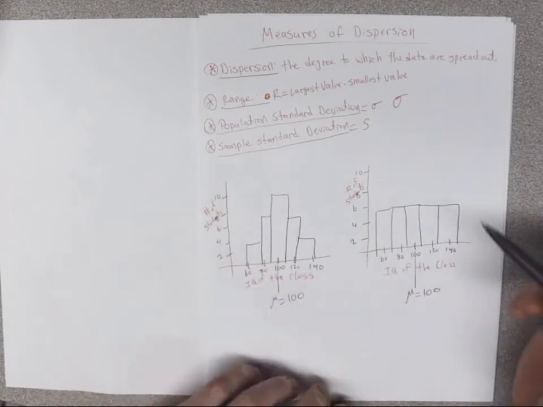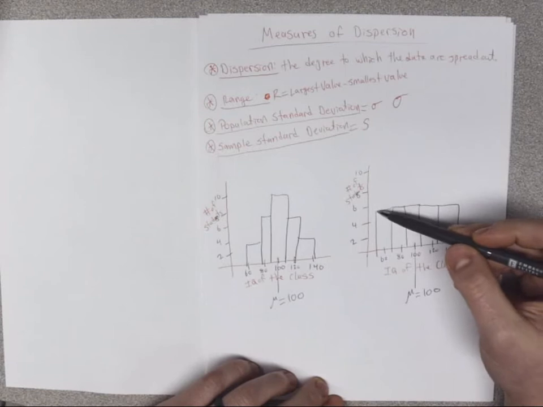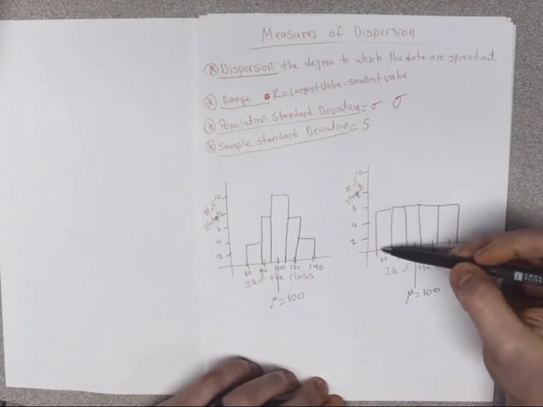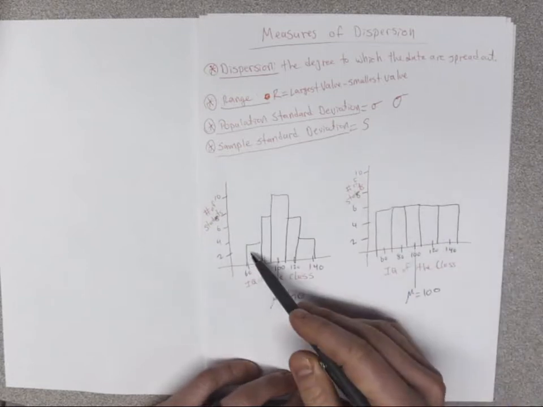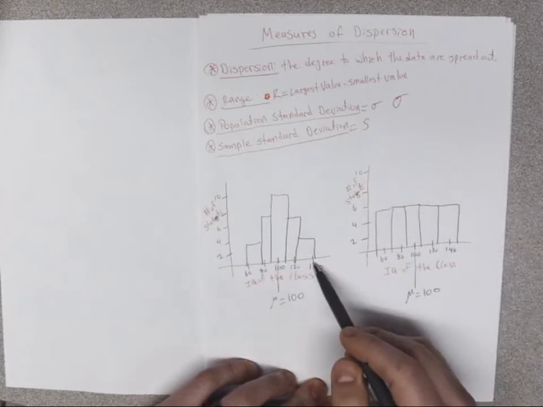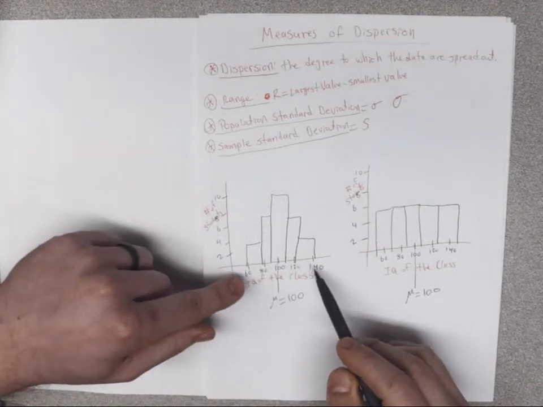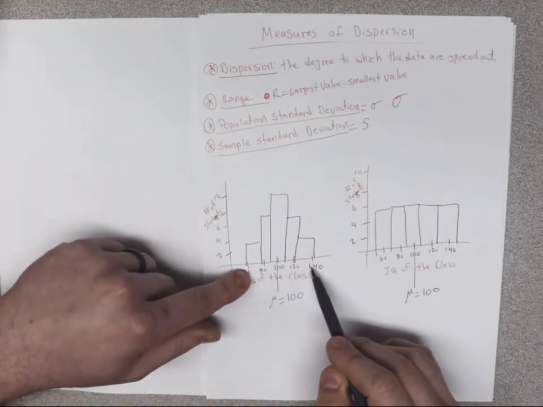This data is all even. We have the same amount of 50s, 60s, and 70s as we do 120s and 140s. Over here, we have more lower observations that are in these more extreme categories.